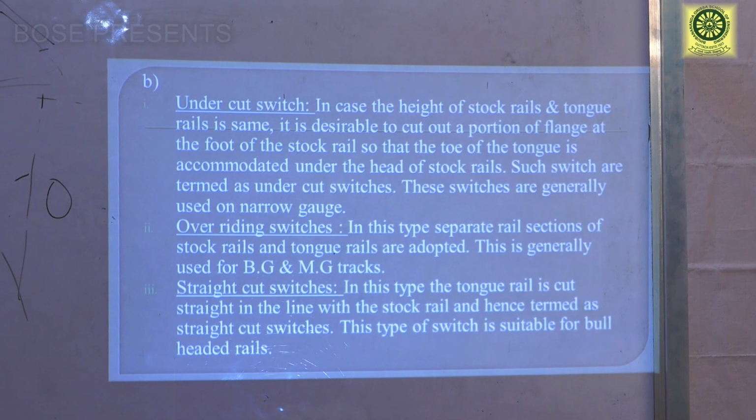Next is overriding switch. In this type, separate rail sections of stock rail and tongue rails are adopted. This is generally used for broad gauge and meter gauge tracks. Next is straight cut switches. In this type of tongue rail, the tongue rail is cut straight in line with the stock rail and hence termed as a straight cut switch. This type of switch is suitable for bull-headed rail.